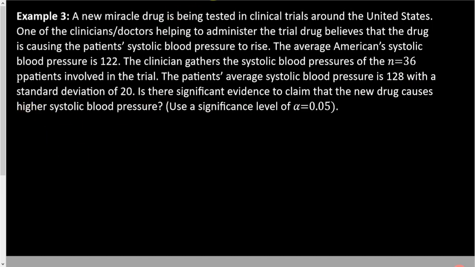So let's see if we can write our statements. The null hypothesis is that the average blood pressure is 122, versus our alternative hypothesis that the blood pressure is higher than 122 when we're looking at our patients, because we're trying to see if the blood pressure is being raised or driven up. And so this is a right-tailed test.